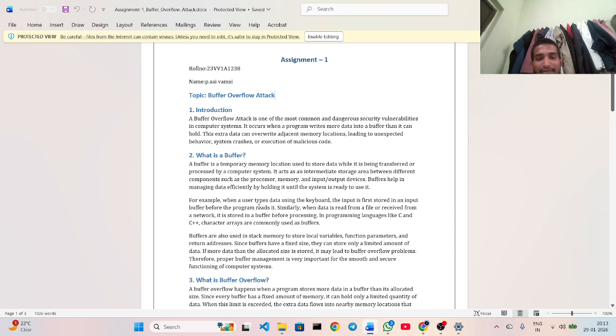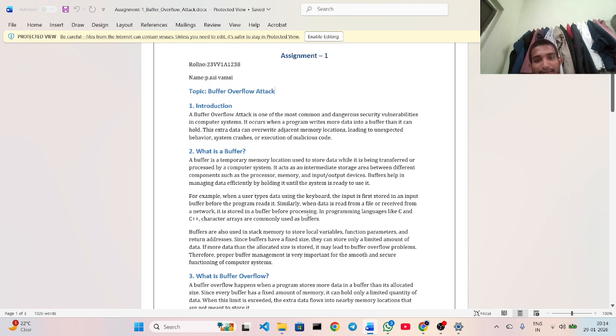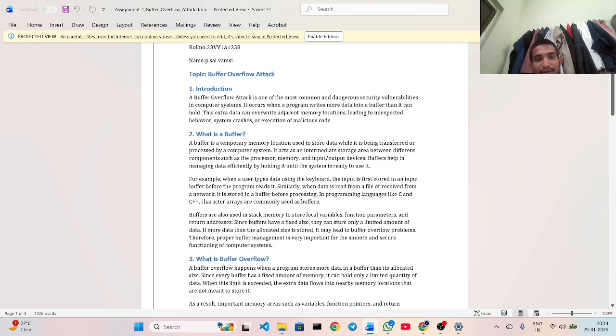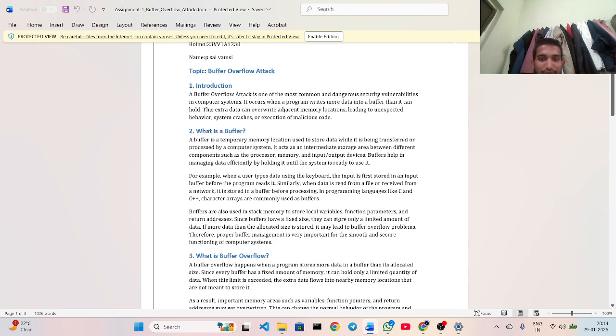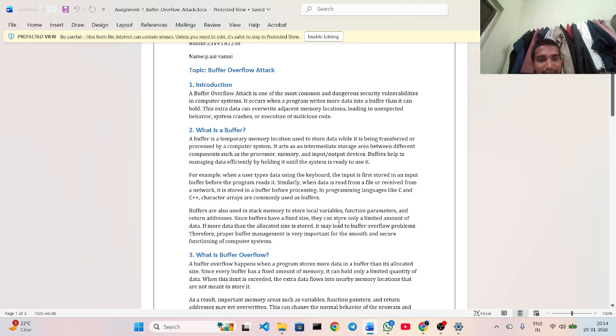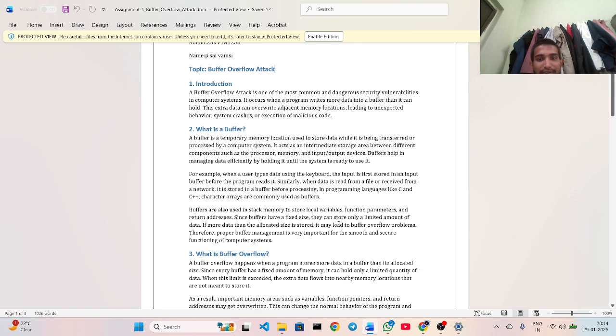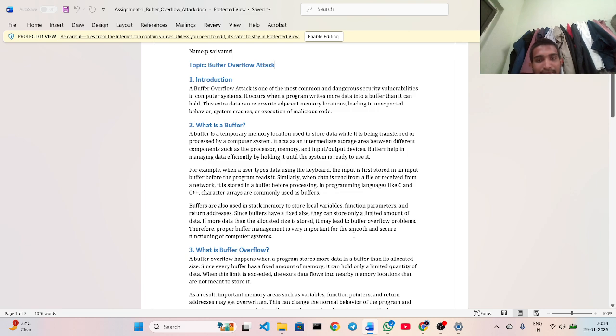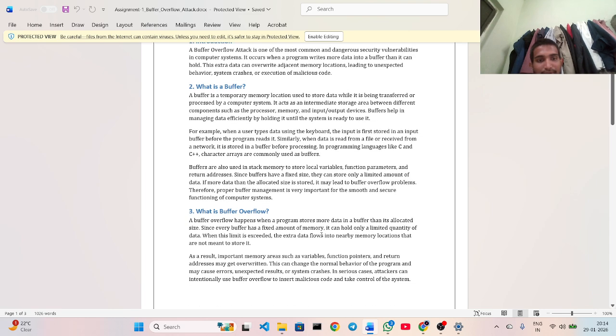For example, when a user types data using the keyboard, the input is first stored in an input buffer before the program reads it. Similarly, when data is read from a file or received from a network, it is stored in a buffer before processing. Buffers are also used in stack memory to store local variables, function parameters, and return addresses. Since buffers have fixed size, they can store only a limited amount of data. Therefore, proper buffer management is very important for the smooth and secure functioning of computer systems.